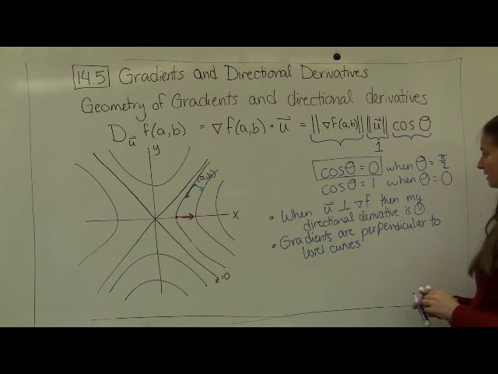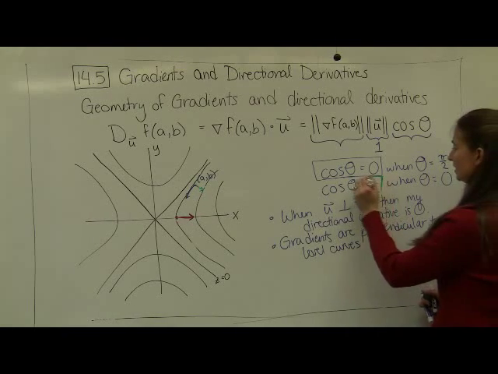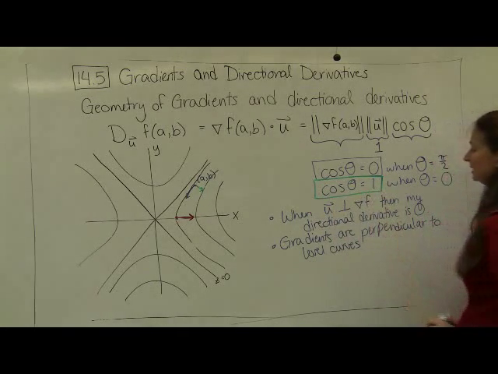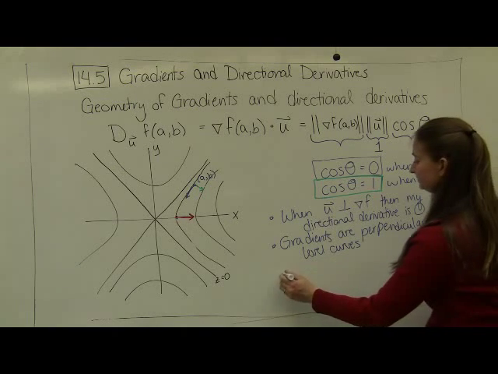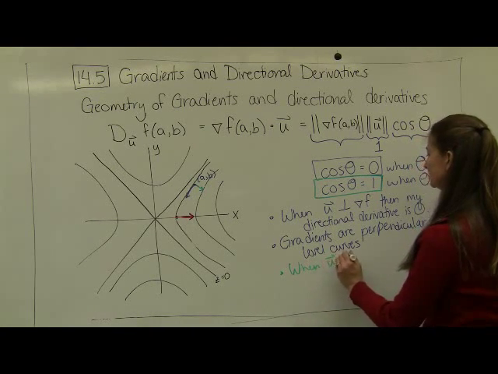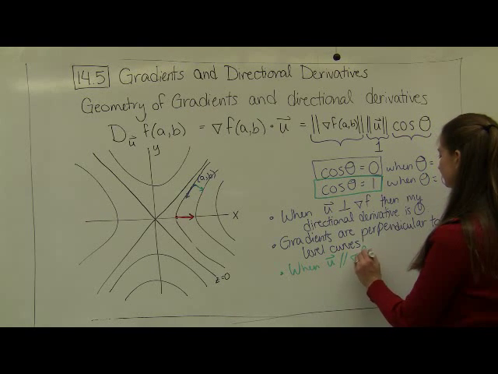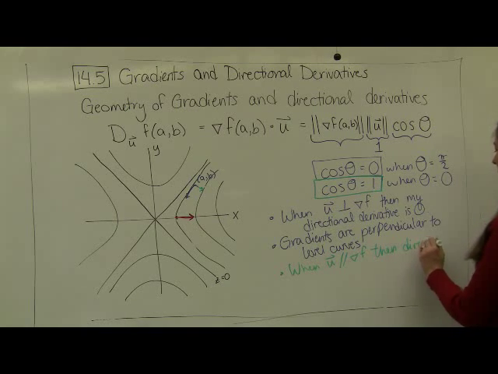Let's explore the second possibility. Let's suppose that my cosine of theta is equal to 1. I'll write these conclusions in green. So if my cosine of theta is equal to 1, that means that when my unit vector u is parallel to the gradient, then the directional derivative is maximized.